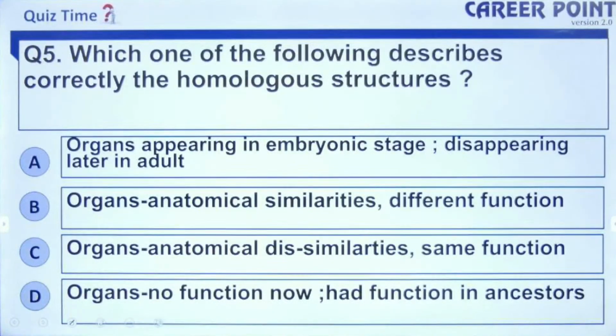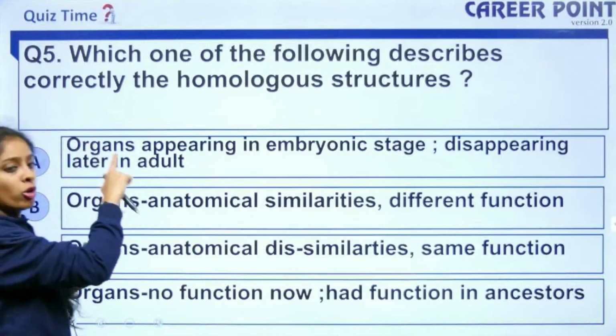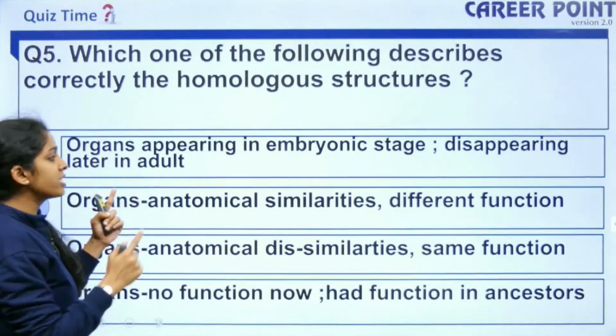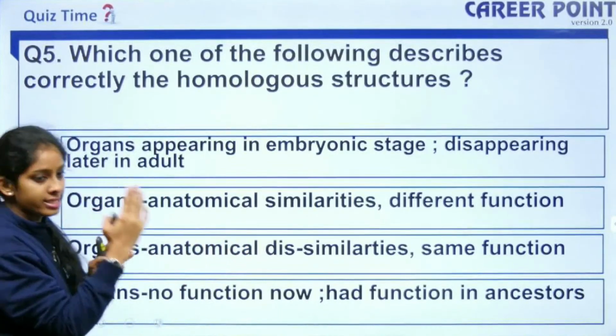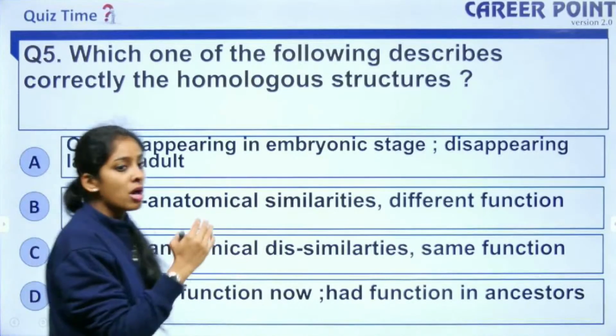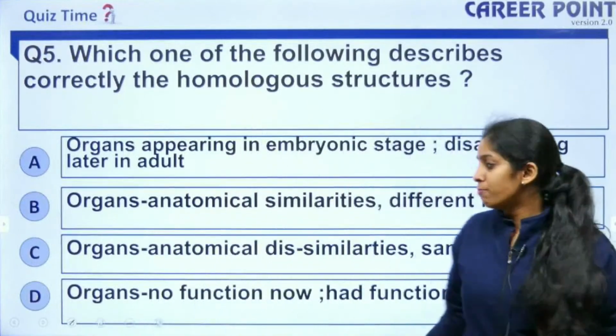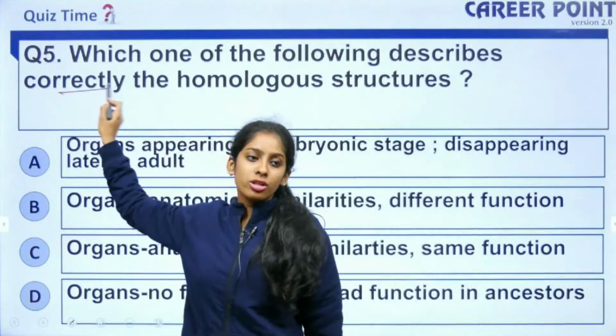Good. So the last question for the evening. Which of the following describes correctly the homologous structure? Which is the proper description? Organs that appear in the embryonic stage and disappear later in adult? Or organs with anatomical similarities but different function? Or organs which are anatomically dissimilar and have the same function? Or organs having no function now but had functions only in ancestors, meaning a vestigial organ? Which of the following correctly describes homologous organs?